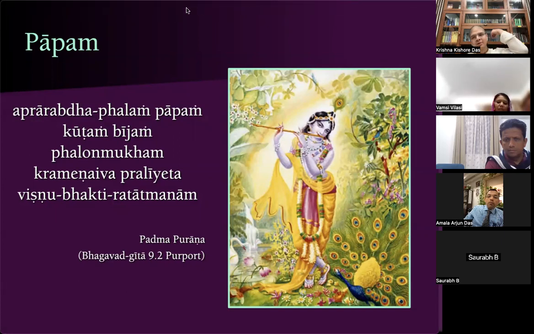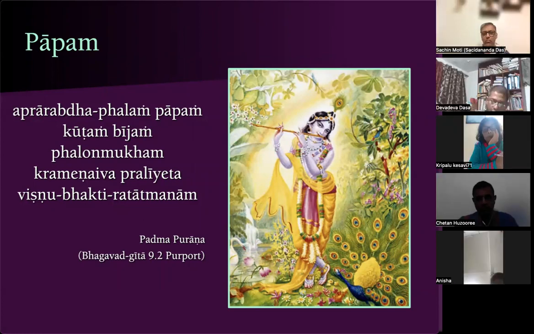And in future, whatever will come, aprarabdha means whatever future reactions are going to come, that will also be nullified. So the cause, the effect, the object, everything related to suffering will be nullified by devotional service. Such a powerful process. Therefore, it is called kleshagni.